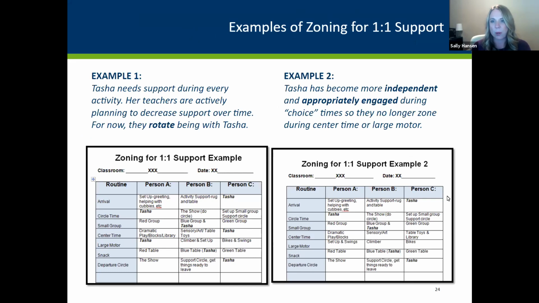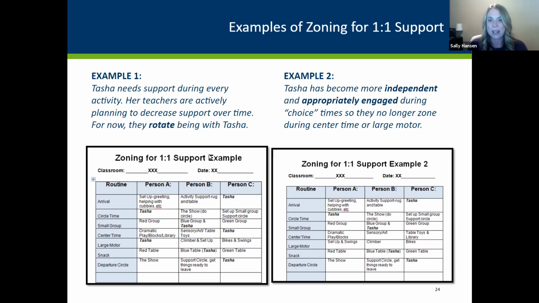So here's an example of what it might look like on your zoning chart. The first example, we see Tasha does need support during every activity to be safe and engaged. And so the teachers are actively planning to decrease support over time, but for now, they rotate which adult is supporting Tasha. Helps with staff burnout. It also helps Tasha learn to generalize.